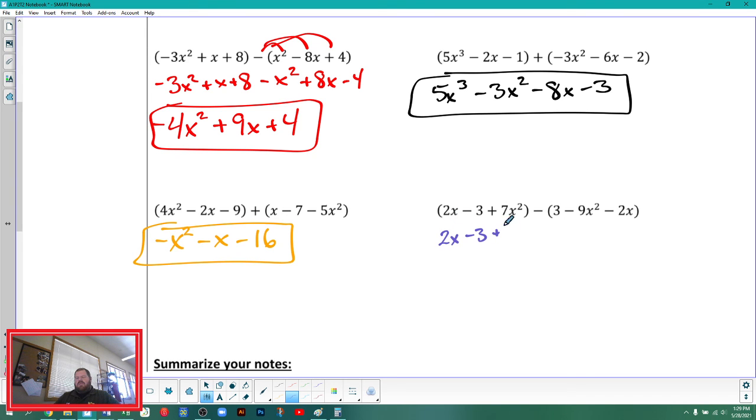2x minus 3 plus 7x², I need to distribute my negative. -3 plus 9x² plus 2x. I'm just switching the signs on all these. Okay, this one was an x². I have 7x² and 9x², that's going to be 16x². X-wise, I have 2 and 2, which is 4. Numbers-wise, I have -3 and -3, which is -6.